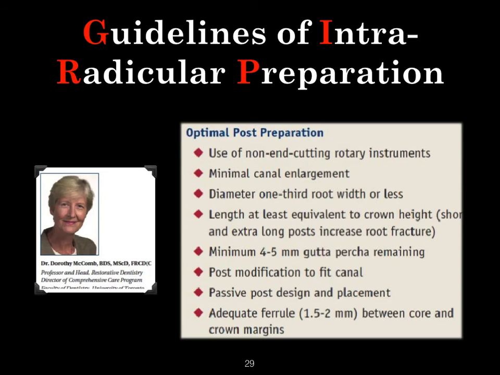You have to have at least 1/3 of the root width. The length is at least equivalent to the crown, and you have at least 4 millimeters of gutta percha apically. And the post is modified. That means you do some trimming for it, or you make it customized to fit the canal. And it should not apply any wedging forces inside the root, and it should have an adequate ferrule. All of this is to prevent fracture.